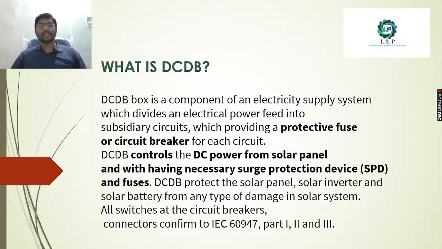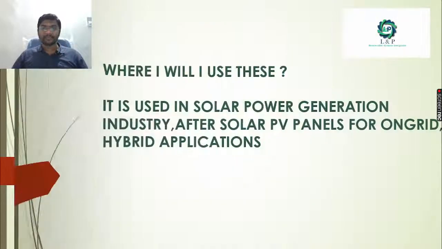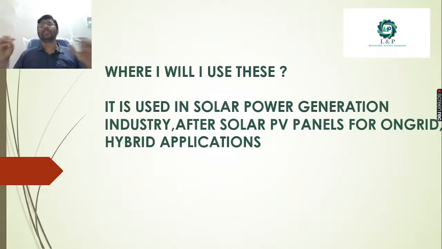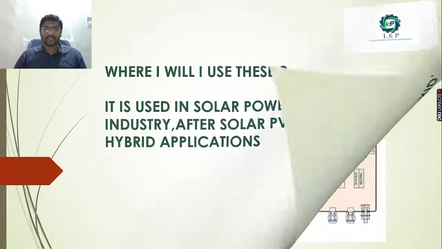So DCDB is nothing but a direct current distribution box. The most important feature of it is that inside this DCDB we will have protective fuses and circuit breakers. It is normally used to connect the strings of the solar panels. Along with the necessary fuses, it also has surge protection devices. So where will I use this? We will use it in all solar power generation plants, mostly after the solar PV cells, in on-grid, off-grid and hybrid applications.